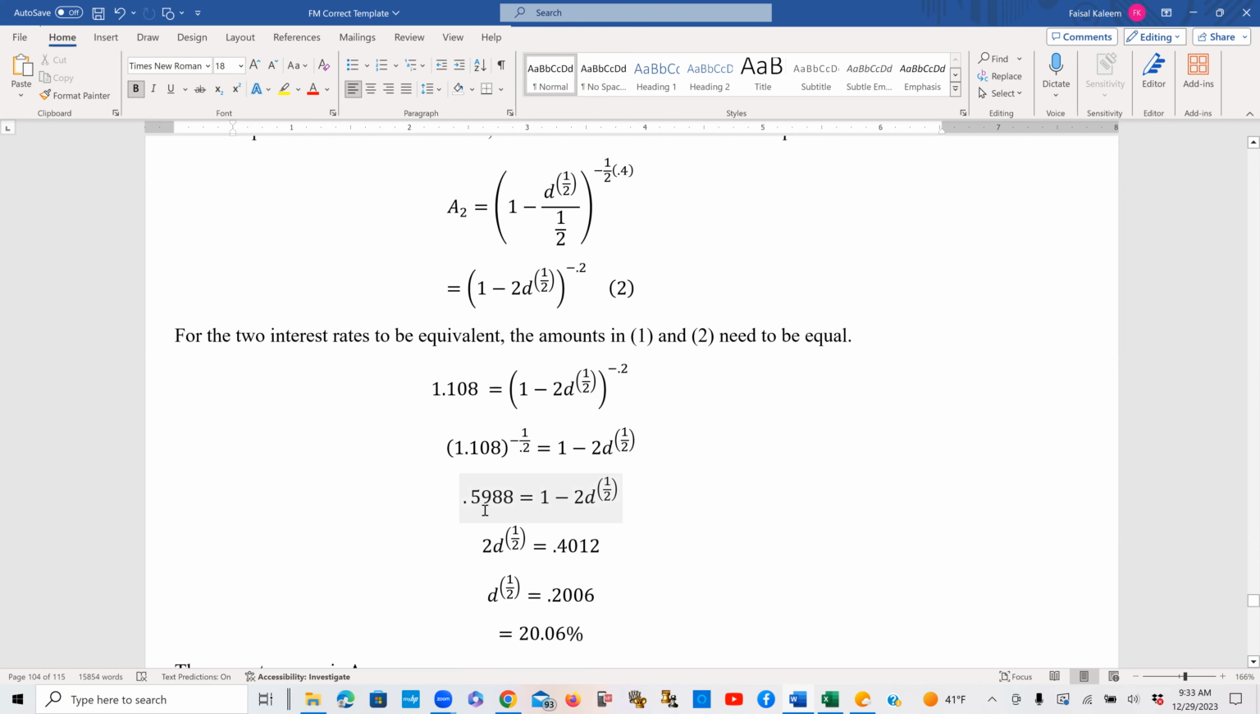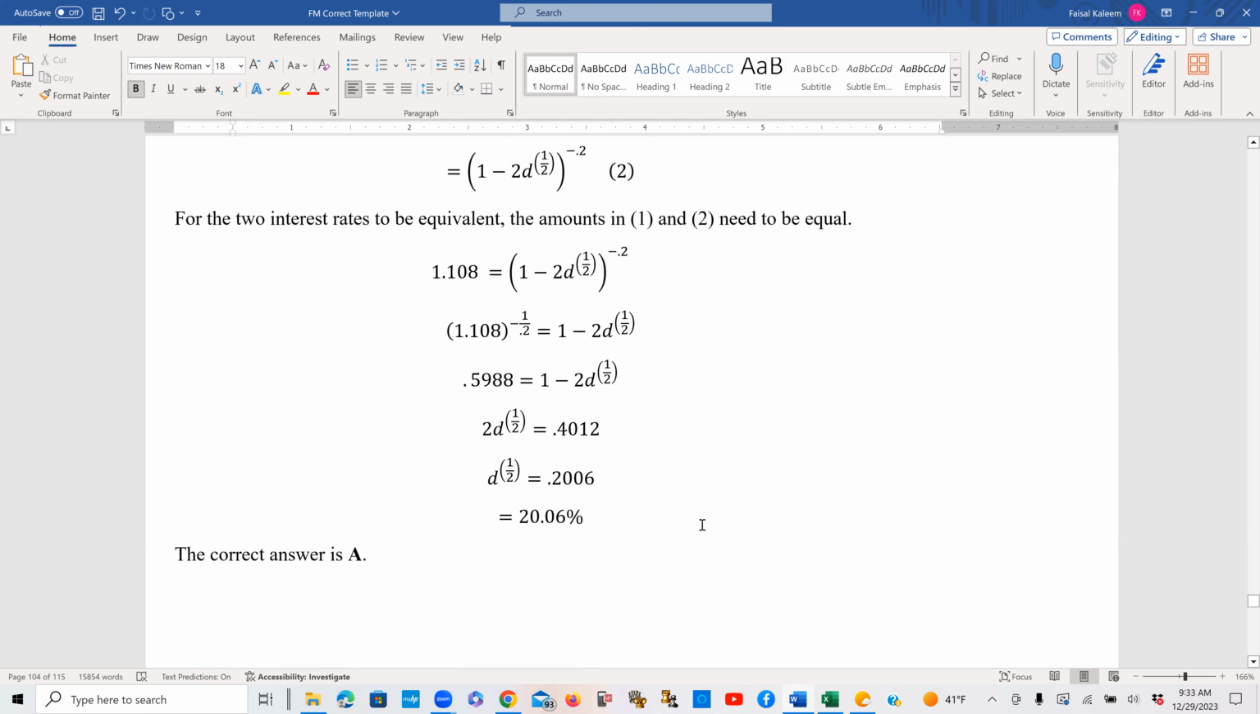So we get 0.5988 equals 1 minus 2d superscript half. And the goal was to find d superscript half. After we do the algebra here, we get it to be 0.2006, or 20.06%. That is choice A.